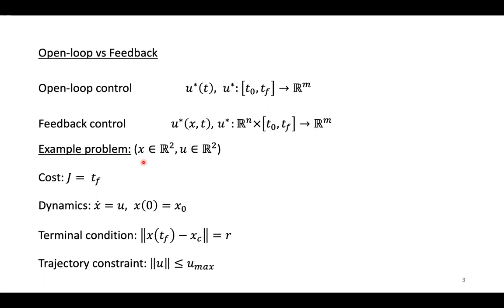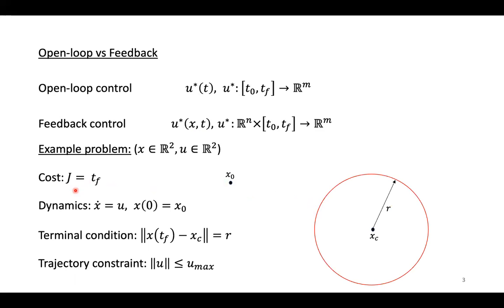You may ask. So let's have a simple example. In this example problem, the state and control are two-dimensional. And what this set of equations is trying to say is, imagine this situation where you have a circle with center xc and radius r. And the initial state is somewhere outside the circle at x naught.